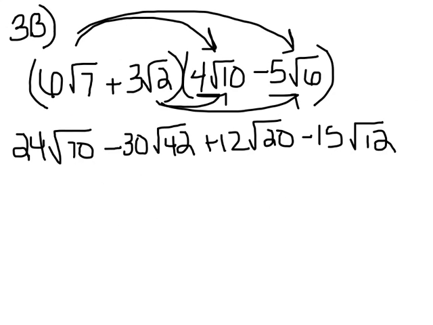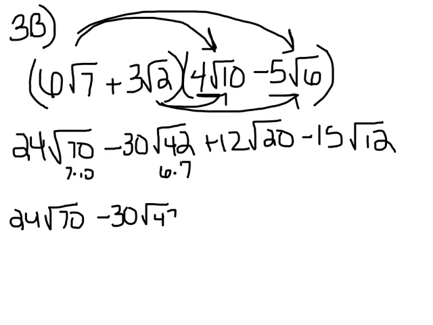Step 2 would be to simplify each term. 70 factors into 7 and 10. We can't take the square root of either of those two numbers. 10 only breaks up into 5 and 2. So this term will stay 24 radical 70. 42 breaks up into 6 and 7. Again, we can't take the square root of either of those two numbers, so this will stay negative 30 radical 42.